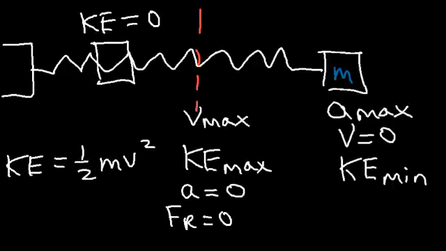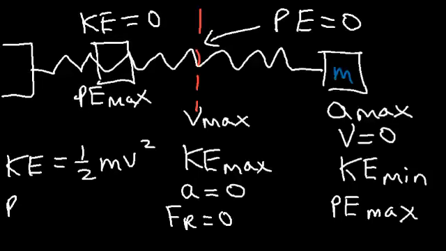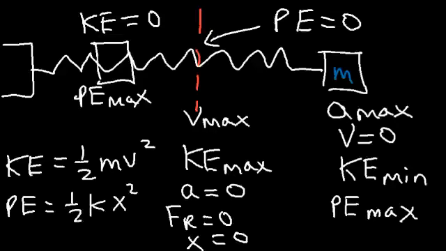Now what about the potential energy? The potential energy is at its maximum when it's fully stretched or compressed. But at equilibrium, the potential energy is 0. The potential energy is equal to 1/2 kx squared. Since x is 0 at the equilibrium position, the potential energy is 0 because 1/2 k times 0 squared is 0.